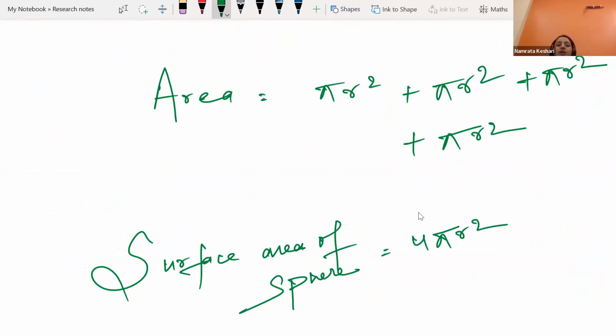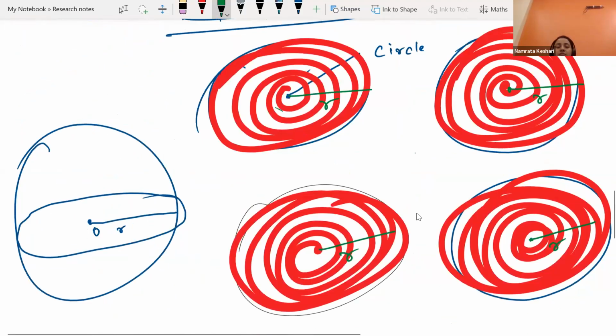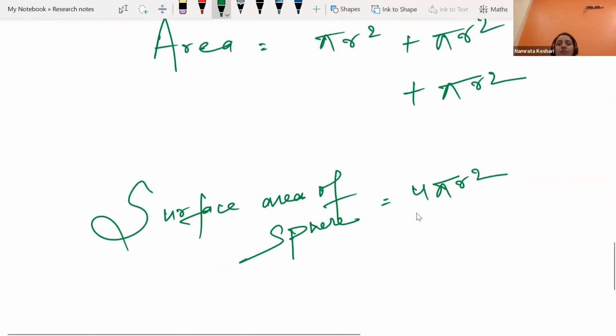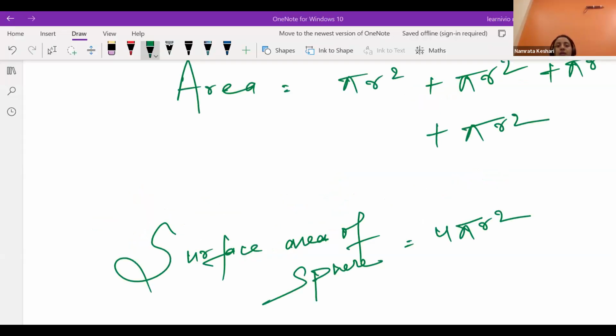Everyone getting it? How we are getting this formula? Yes, ma'am. Rayan, you got it. Afreen, Samya, are you getting it? Yes. Sarah? Yes, ma'am. Okay, so this is how we are getting this formula. Surface area of the sphere.